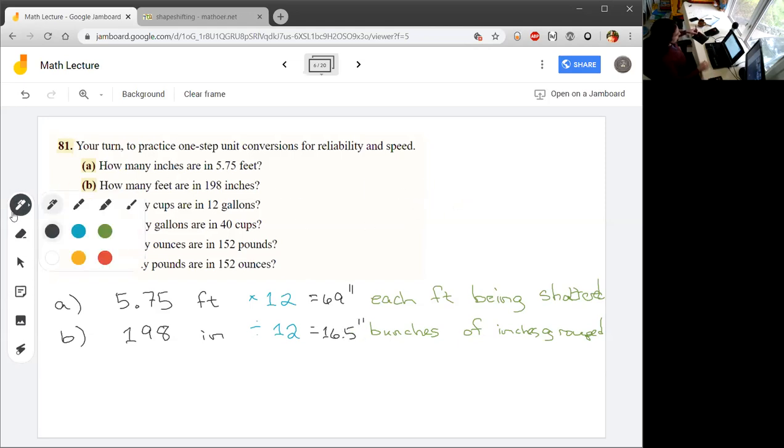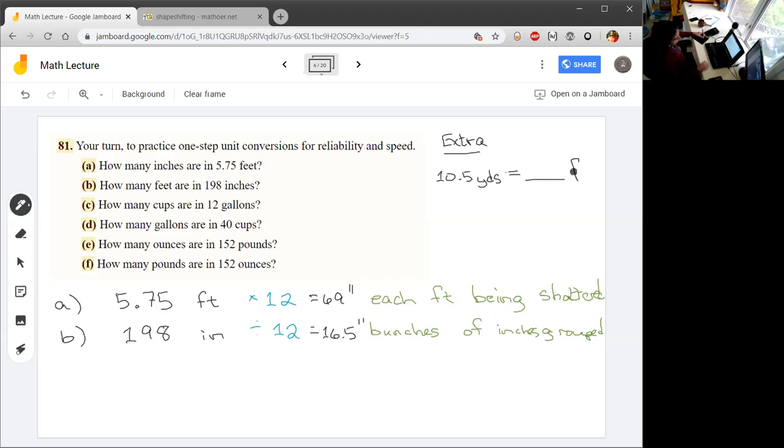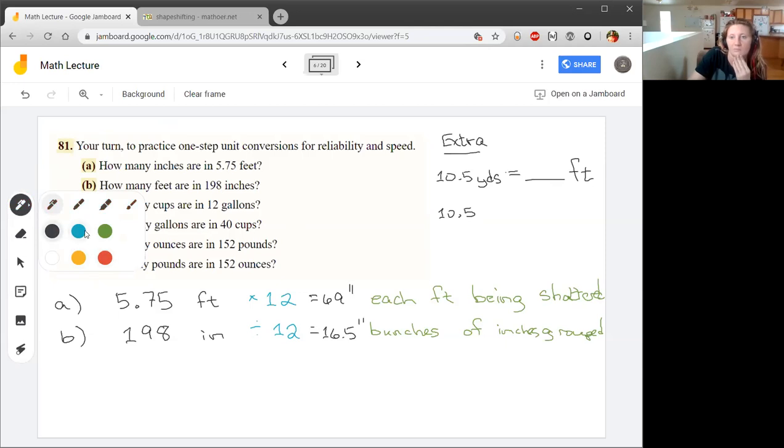Okay, one that's not on here, but I love that question. That was a good one. So let's do it up over here. Extra. If I want to say that 10.5 yards is how many feet, what am I going to do with that 10.5? Multiply or divide? We know there's 3 feet in a yard. Divide. Divide.